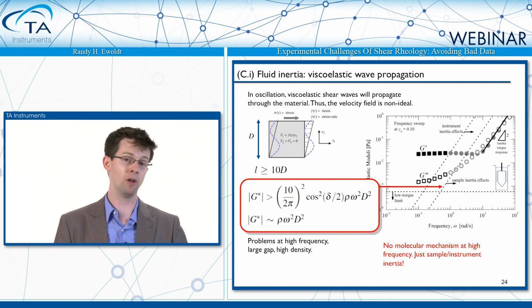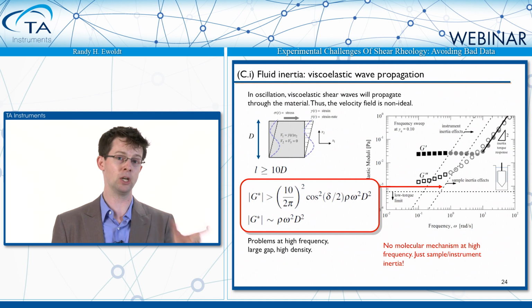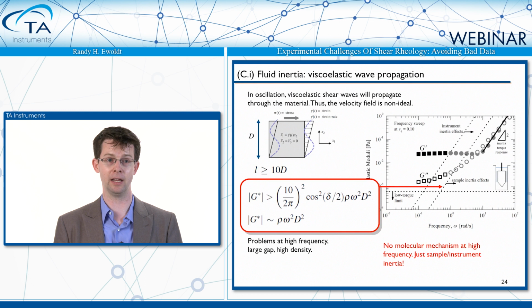But if you don't want to think about all these details ever again, you might just remember this equation and plot it on your plots of modulus versus frequency to know when these problems might be occurring. In this case, it helps us know that maybe the instrument inertia effect that we thought was going on at high frequency is not the only suspect in this crime. It might also be things like the inertia of the material itself and these oscillating viscoelastic waves.